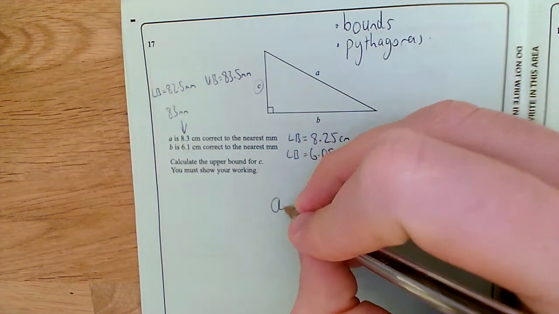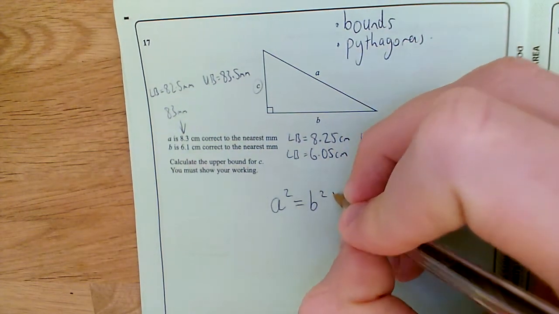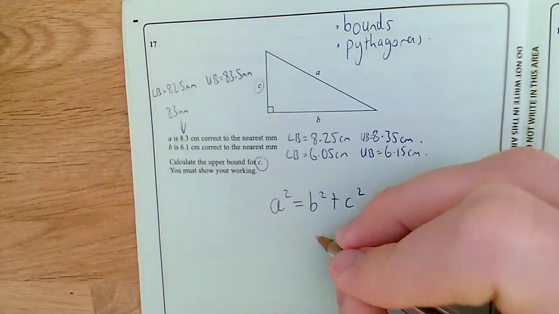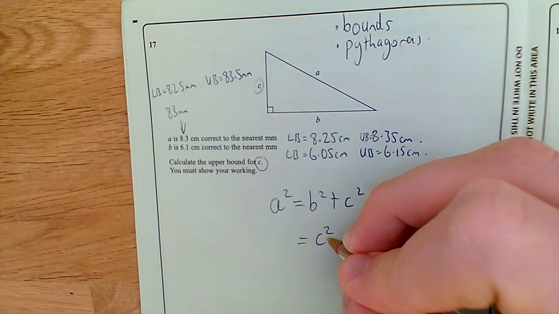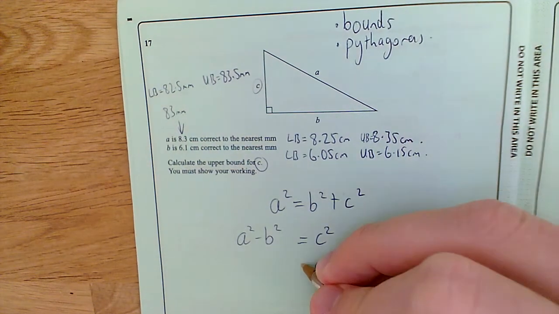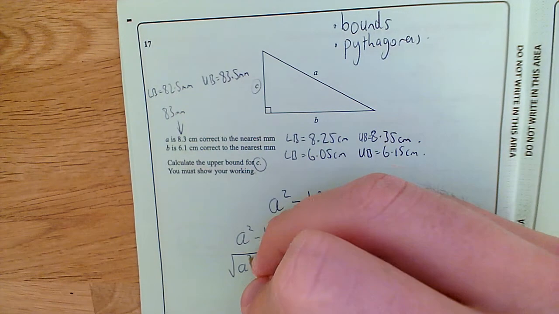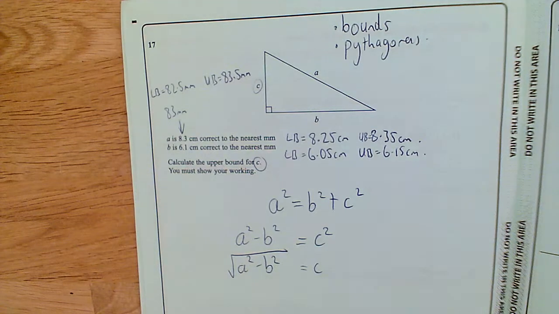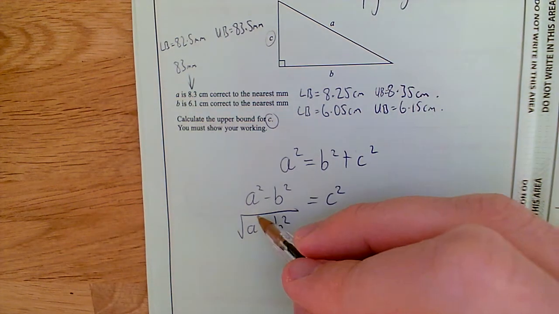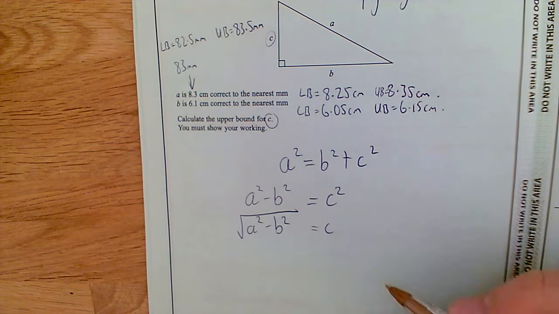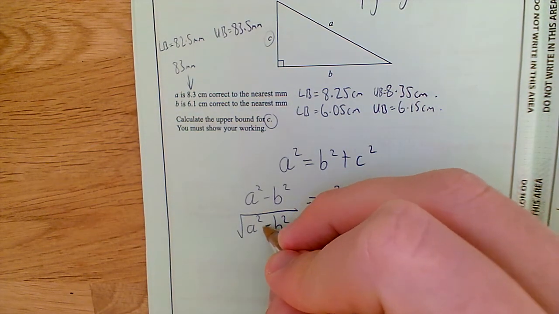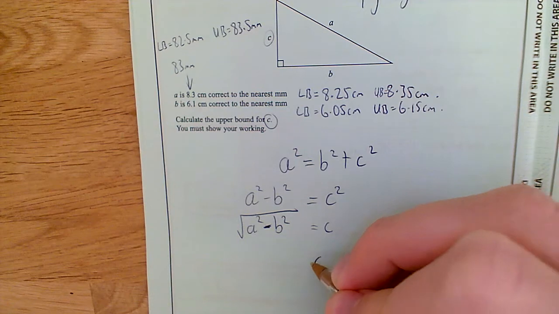So in short, for Pythagoras, we know a squared is equal to b squared plus c squared. But if we're trying to work out what c is, if we get c by itself, c squared is equal to a squared minus b squared. So c is equal to the square root of a squared minus b squared. Okay, now if we want c to be as big as possible, we need a squared minus b squared to be as big as possible. So how do we make a squared minus b squared as big as possible?